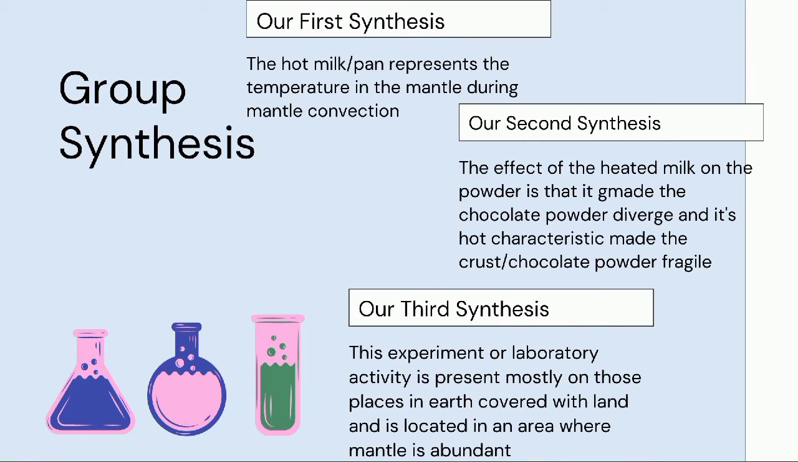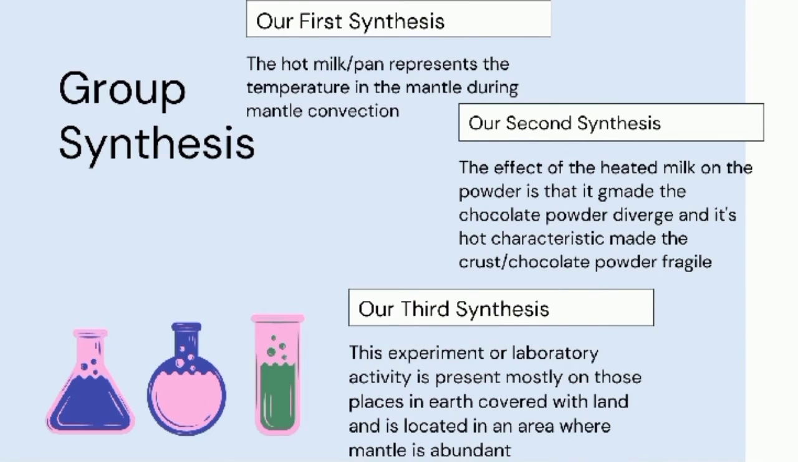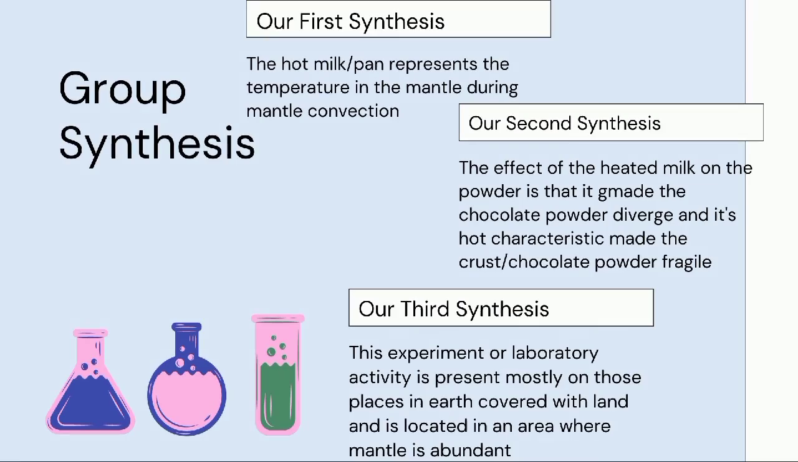Here are the group syntheses we've made after executing the laboratory activity. Our first synthesis, the hot milk or pan, represents the temperature in the mantle during mantle convection. Meanwhile, our second synthesis, the effect of the heated milk on the powder is that it made the chocolate powder diverge, and its hot characteristic made the crust or chocolate powder develop its fragile characteristic. Last but not the least, our third synthesis is that this experiment or laboratory activity is present mostly on those places in Earth covered with land and is located in an area where mantle is abundant.